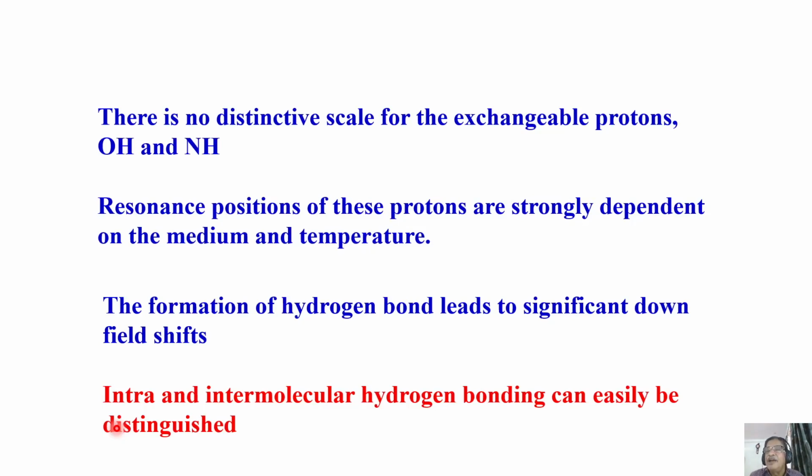Remember the example of ethyl alcohol when it forms a hydrogen bond with dimethyl sulfoxide. What happened to the OH peak, which was somewhere around 2.5 or 3? It moved to 4.3 ppm. Remember that. So when there is hydrogen bonding, the peak moves to the downfield.